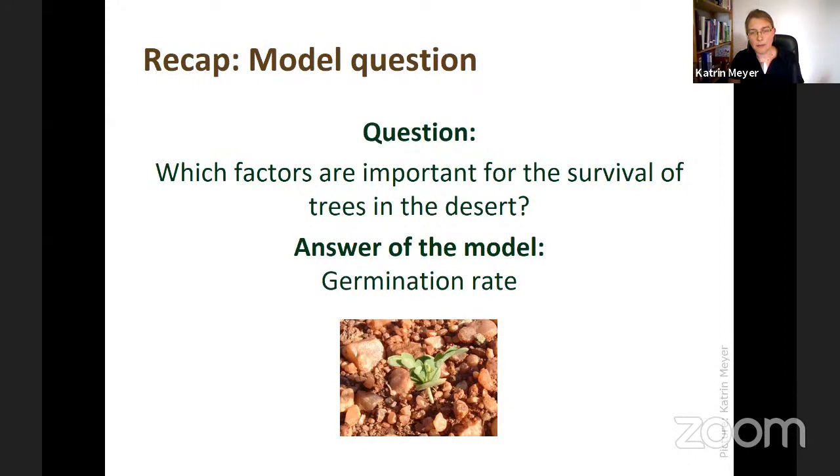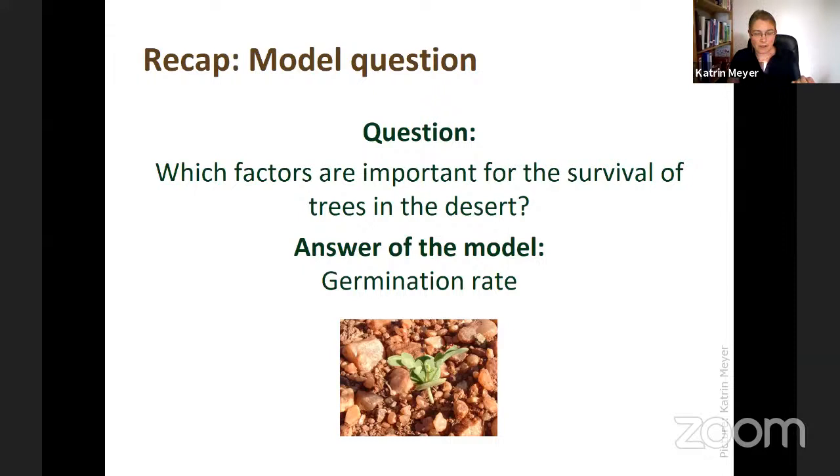And the nice thing about this result is, first, if I had asked you in the beginning, even people maybe who have experience with such dry ecosystems, it would probably have been difficult to really pinpoint, okay, it's the germination rate. It could have been survival of the older trees or so. So it's not trivial, even though it seems plausible now. And the other nice fact about this is that this even turned into a management recommendation in this case.